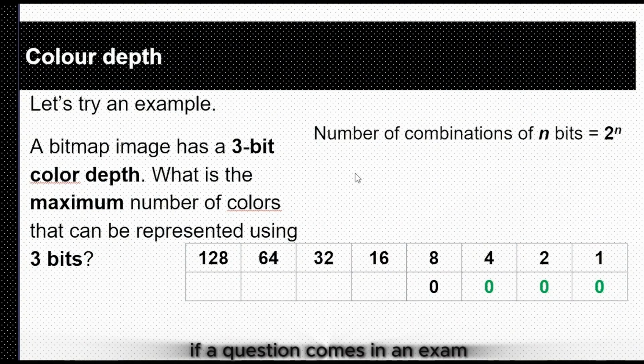If a question comes in your exam, a bitmap image has 3-bit color depth. What is the maximum number of colors that can be represented using 3 bits? So remember this formula. We have been using this for a while now. If you remember this formula and if you remember this table, you should be able to ace these sort of questions. So if we have 3 bits, 1, 2, 3, we will have a combination of 8.